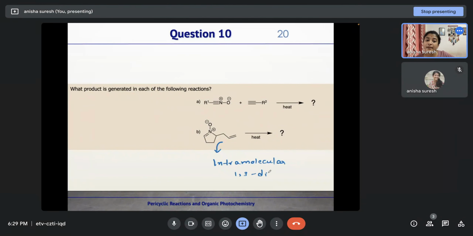1,3 dipolar cycloaddition reaction, and here this is intermolecular. So here this is the 1,3 dipole, this is the dipolarophile, and here this is the 1,3 dipole and this is the dipolarophile. Now we will see the mechanism, hence we will be able to predict the product.